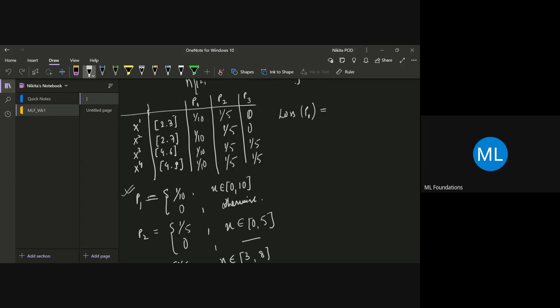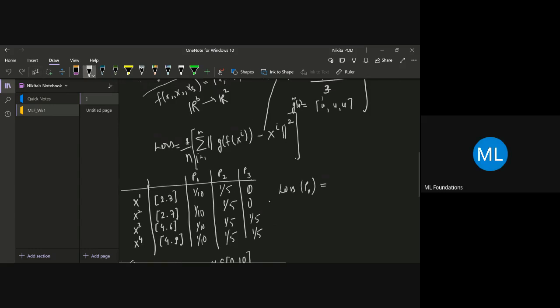Ma'am, can you tell me what the loss can be in a probabilistic function? How are we defining a loss for such functions? The loss is defined as 1 by n, the sum over minus log of p of xi, where i varies from 1 to n.